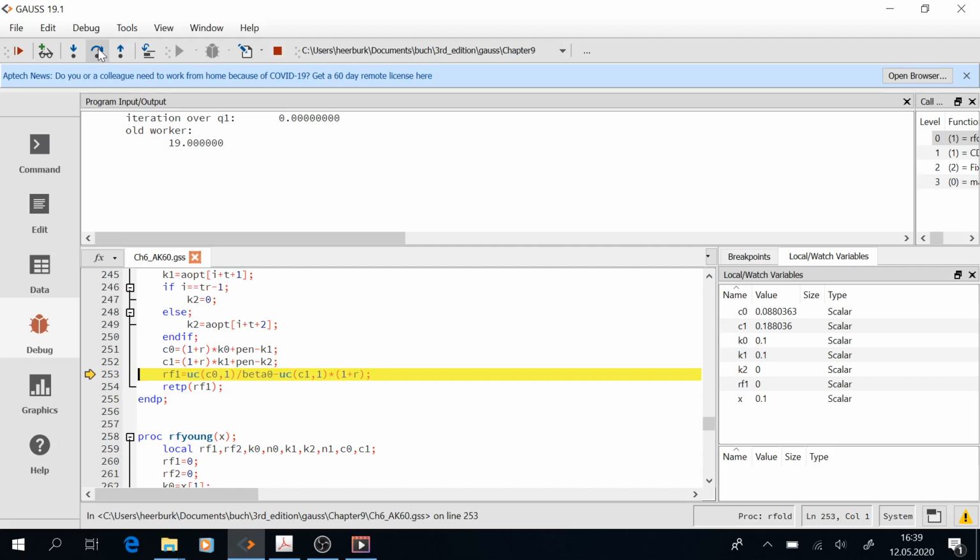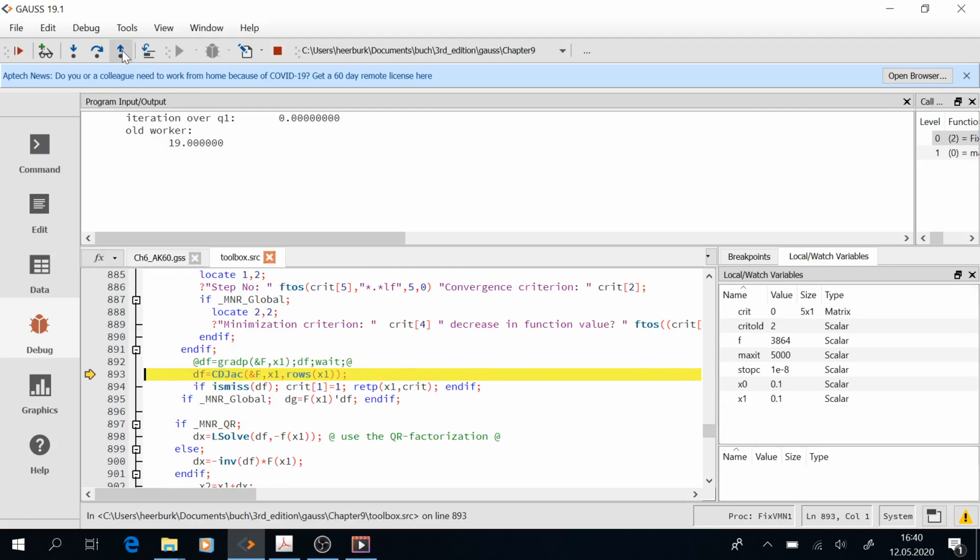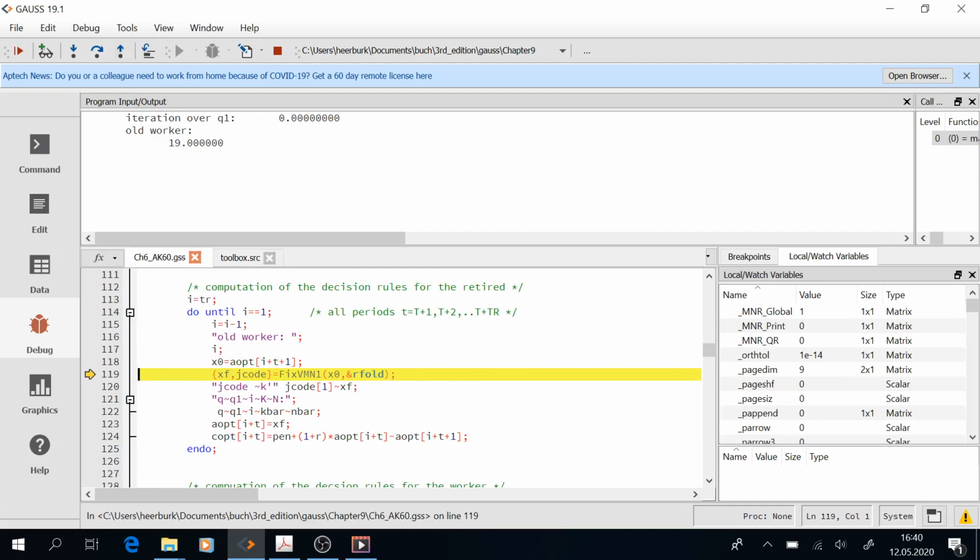And the Euler equation is marginal utility at age S divided by beta minus marginal utility at age S plus 1 times 1 plus R. That is our Euler condition. And the solution, of course, is computed in our procedure fix thou mn1. So this is our nonlinear equation solver.